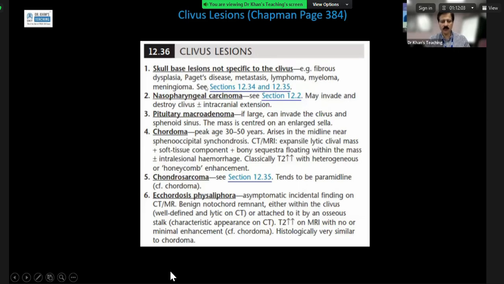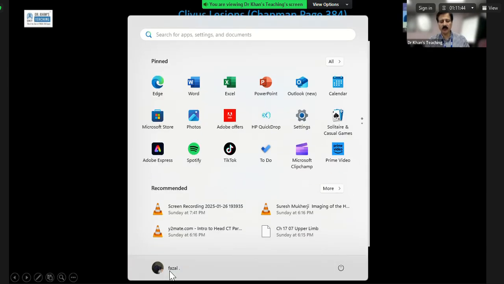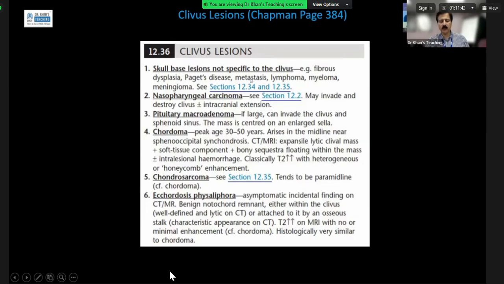So let's do an exercise on, first of all, the differential diagnosis, and then we will come back to this case. In your Chapman, there are lesions in the clivus. Now, skull base lesions are not specific to the clivus. Key point: you know things like benign lesions such as fibrous dysplasia or Paget's, but look at these ones. Whenever you find infiltrative lesions, you can keep these in your differential: metastasis, lymphoma, myeloma. These three you can definitely keep.